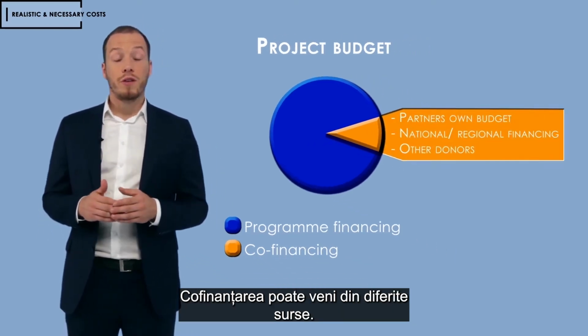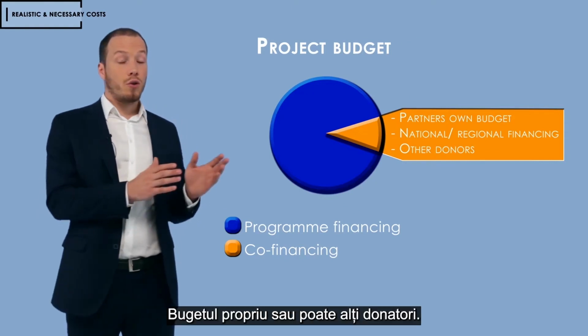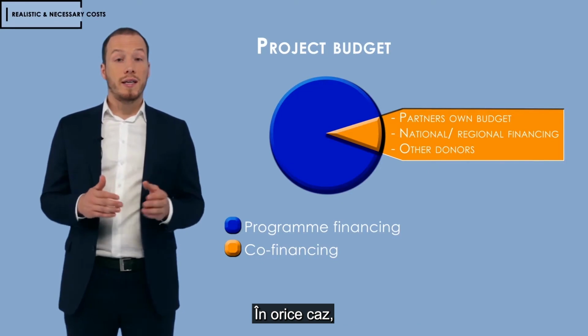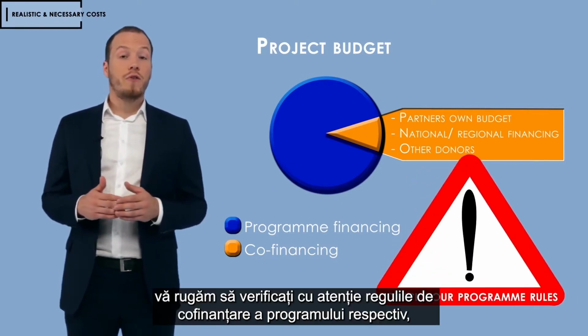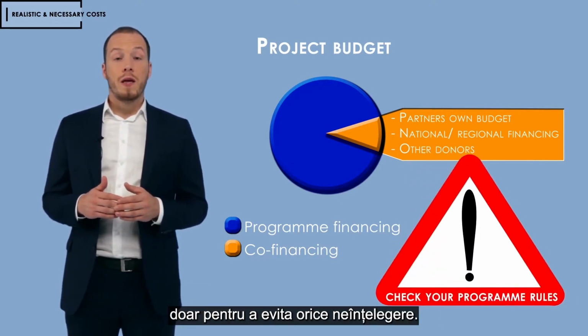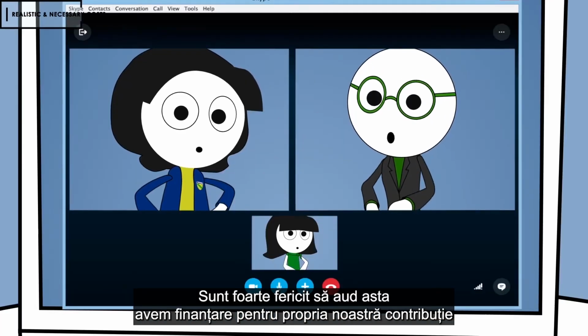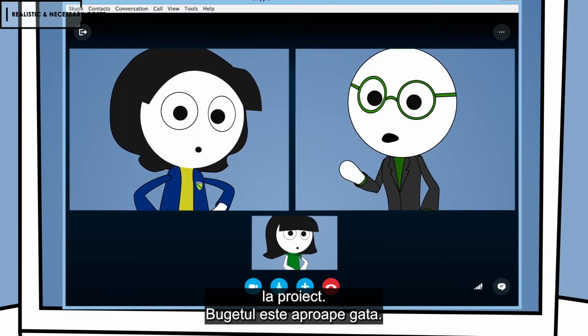Co-financing can come from different sources. Your own budget, or maybe other donors. In any case, please carefully check the co-financing rules of the respective program, just to avoid any misunderstandings. I am very happy to hear that we have funding for our own contributions to the project.